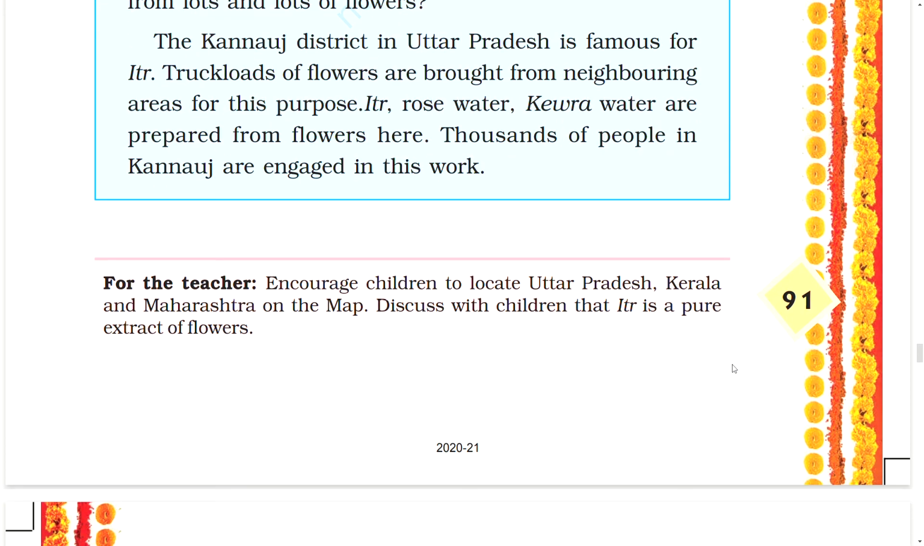For the teacher, encourage children to locate Uttar Pradesh, Kerala and Maharashtra on the map. Discuss with children that attar is a pure extract of flowers.